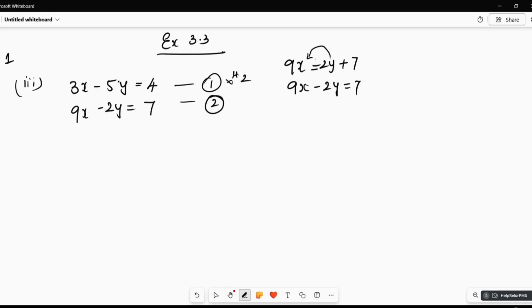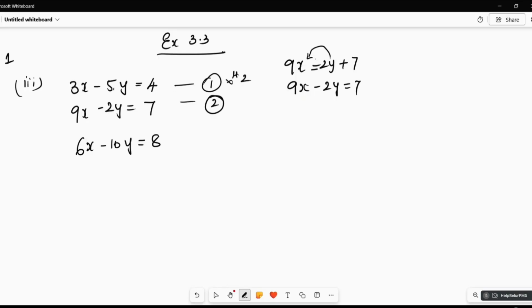So 3x minus 5y is equal to 4. Multiply by 2, the whole equation you multiply by 2. 2 into 3 is 6x, 5 into 2 is 10, minus 10y is equal to 4 into 2, it is 8. Okay, first equation I am multiplying by 2.